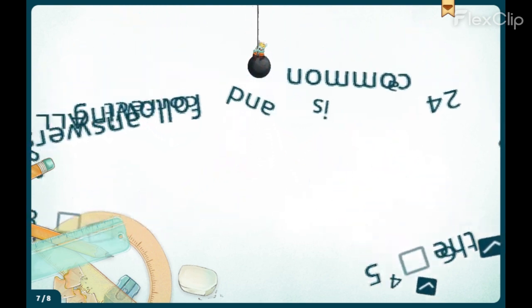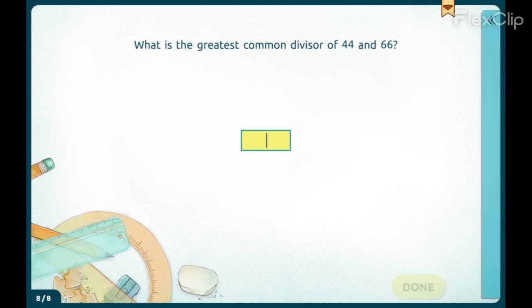And the very last question. Fingers crossed, it's not going to be that hard. The greatest common divisor for 44 and 66 is not 11, but, right, 22.